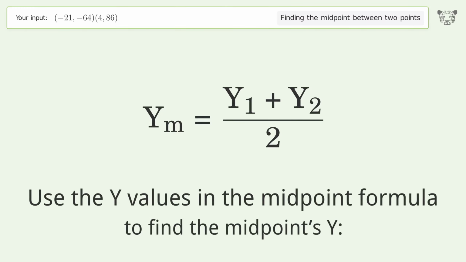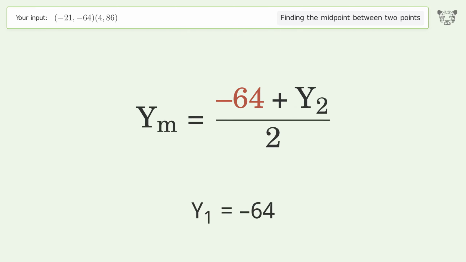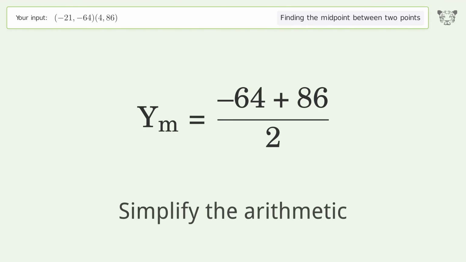Use the y values in the midpoint formula to find the midpoints y. y1 equals -64. y2 equals 86. Simplify the arithmetic.